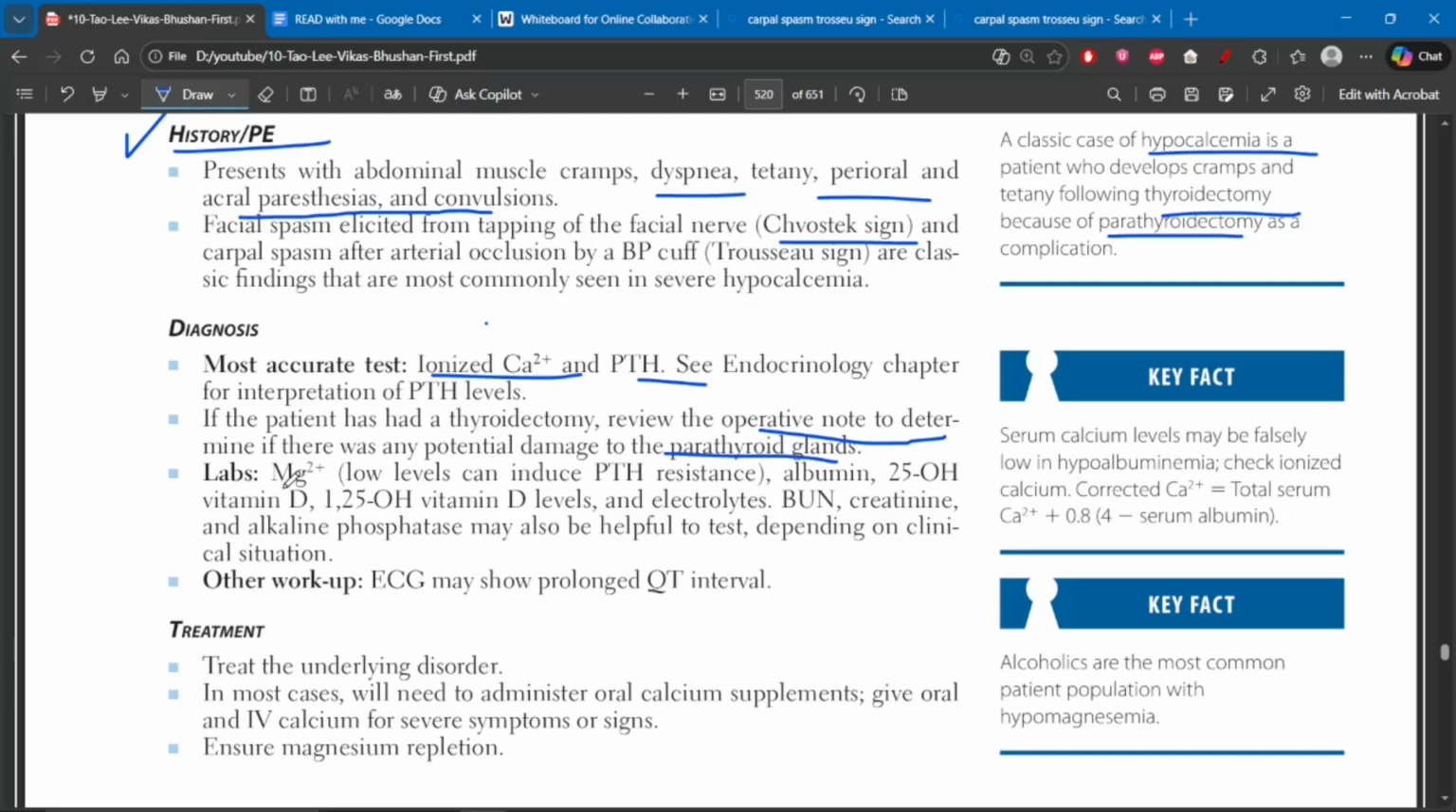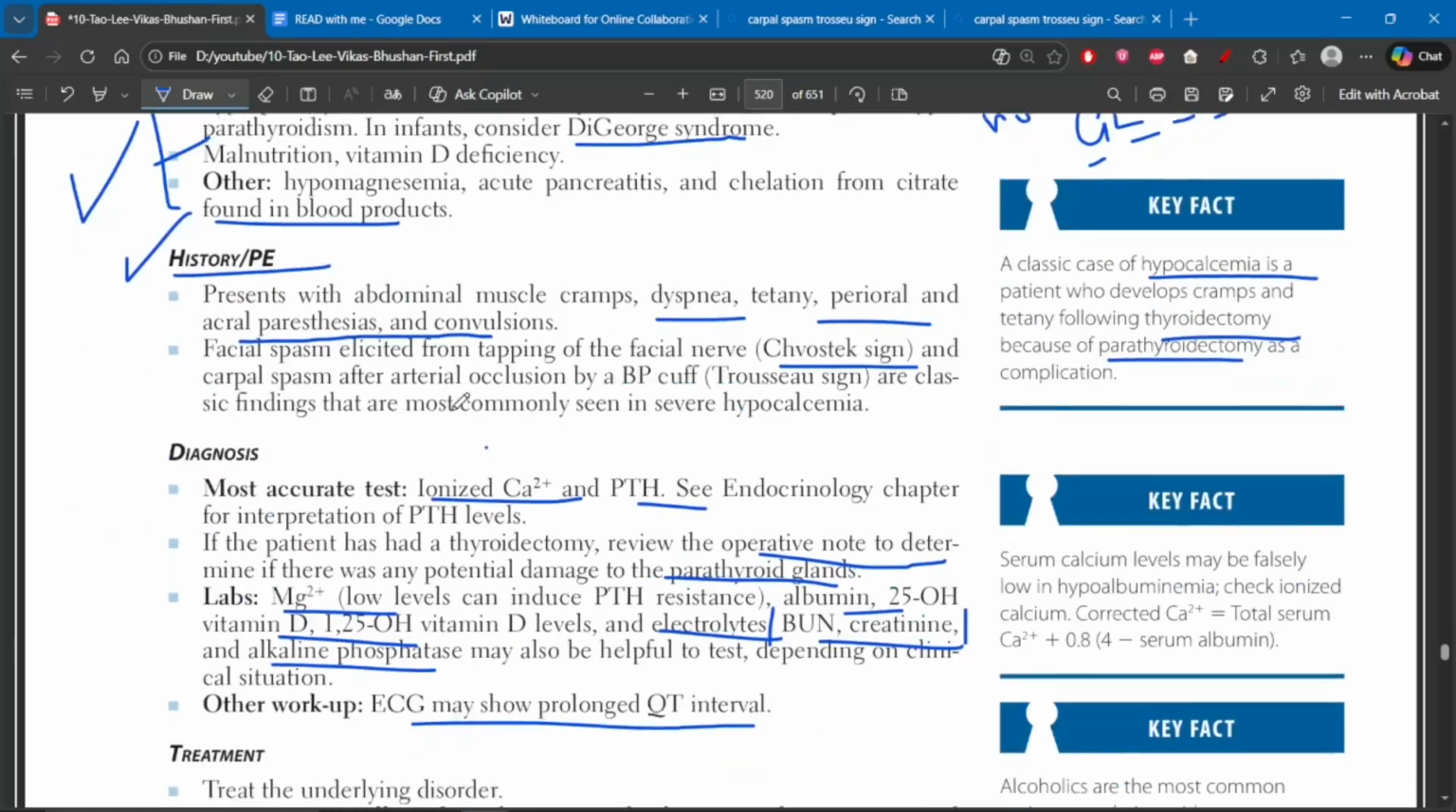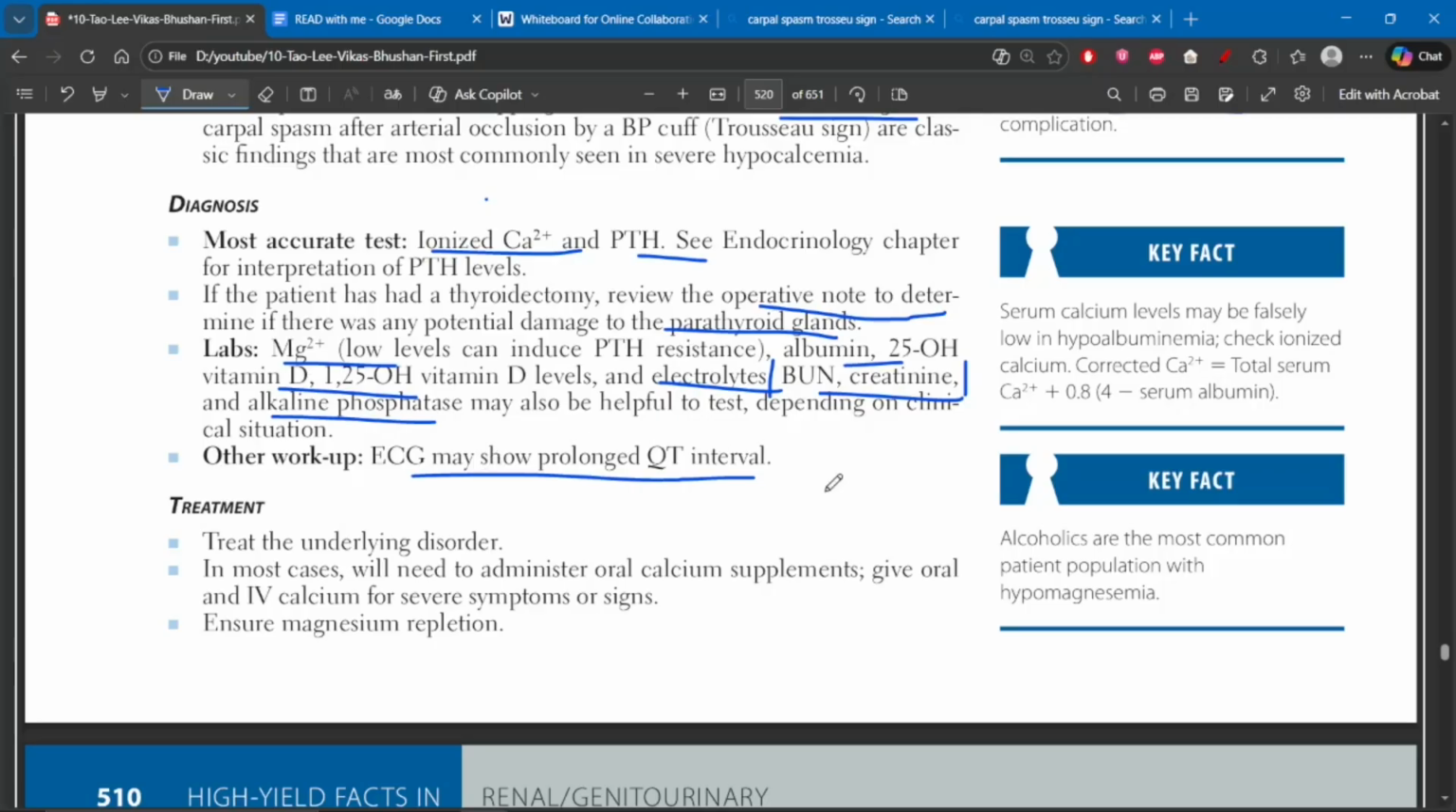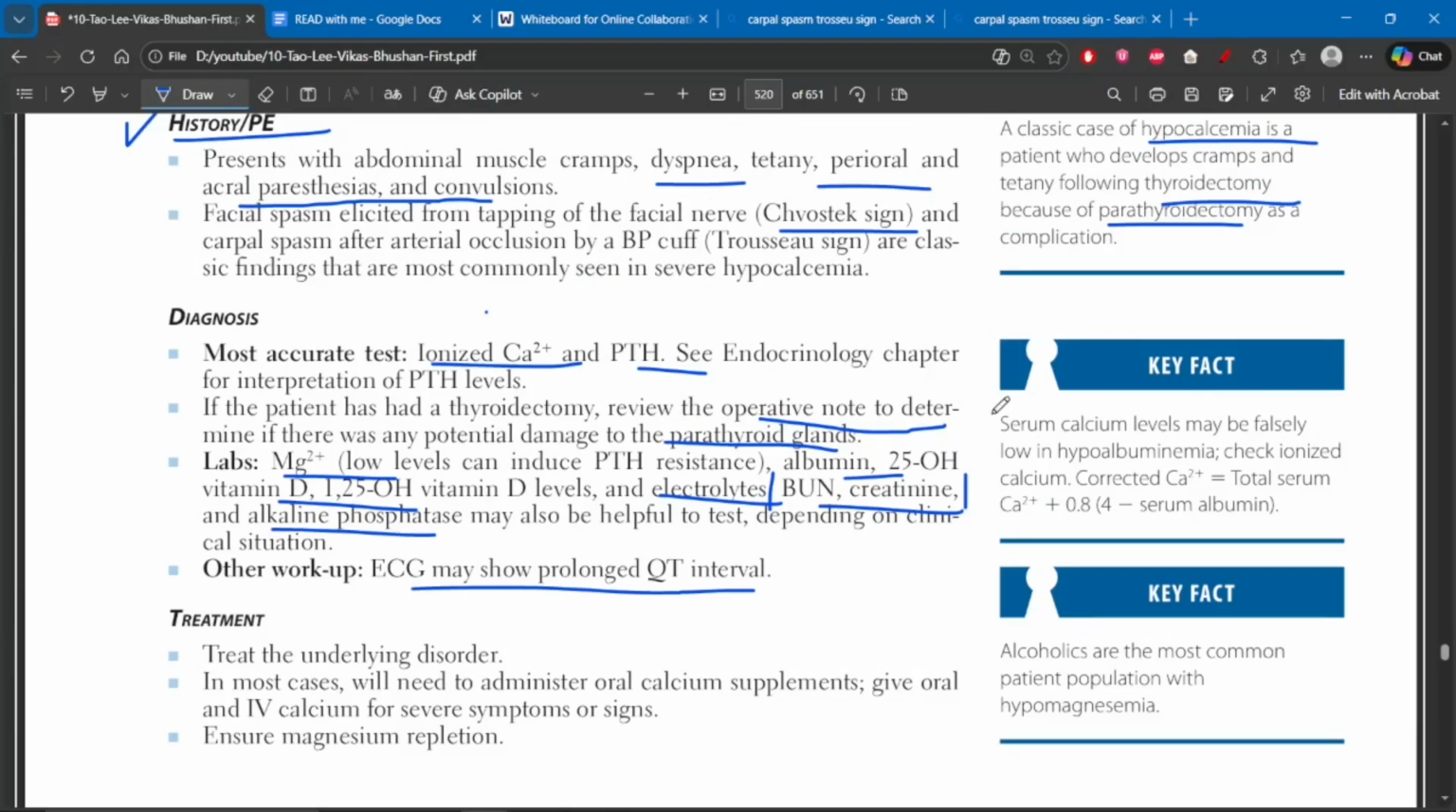The labs that you will do, of course, you will check magnesium. It's very important. You would check albumin. You would check the vitamin D levels. You will check both active levels and storage levels to understand the etiology better. You would check electrolytes. You would check BUN and creatinine to make sure the kidney is functioning well, and you would also check alkaline phosphatase, right? You may check an ECG. It shows a prolonged QT interval. You may also check that. So again, this is the albumin point that we already discussed.